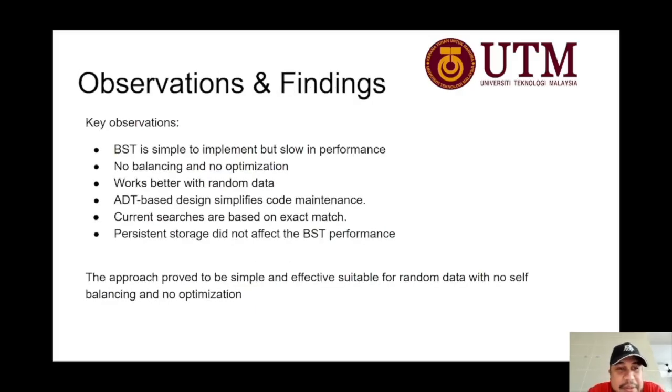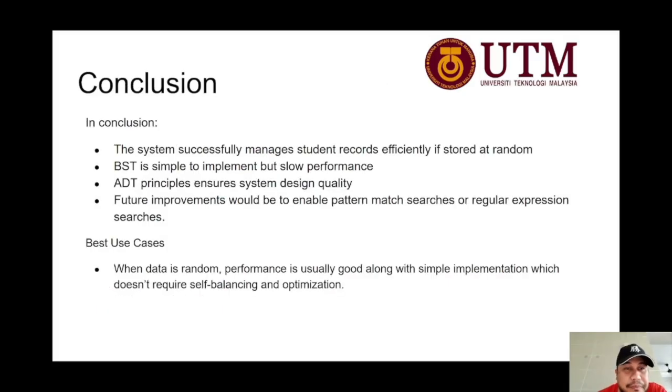Observation and findings. Key observation: BST is simple to implement, but slow in terms of performance, since there is no balancing and no optimization. It works better with random data. The abstract data type design simplifies code maintenance. Current searches are based on exact match. Persistent data did not affect the BST performance because the BST runs in memory and not in file storage. This approach proved to be simple and effective and suitable for random data with no self-balancing and no optimization.